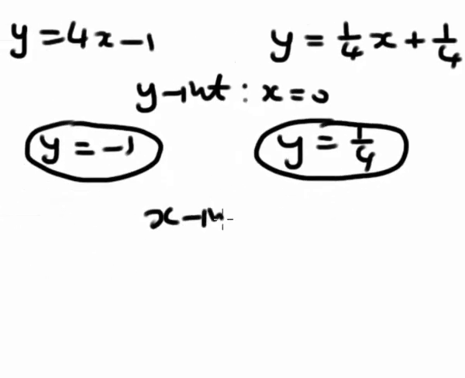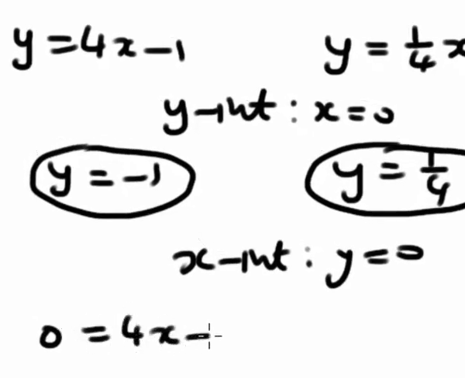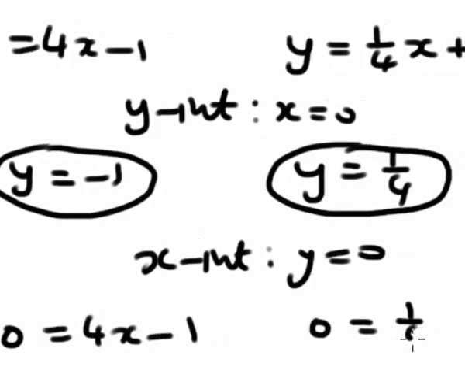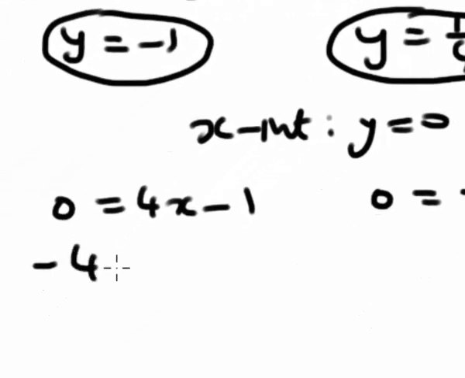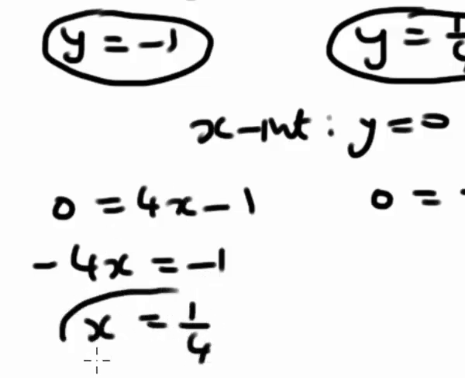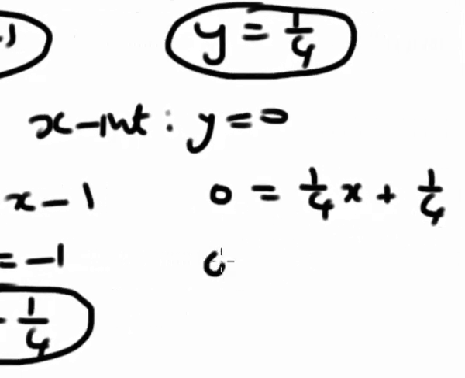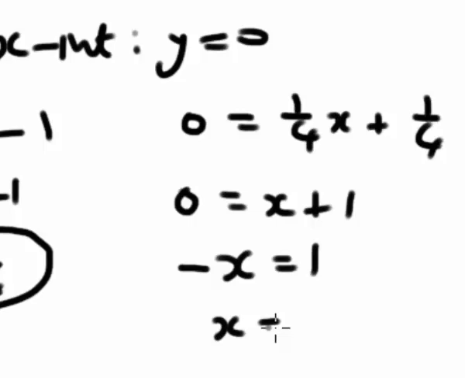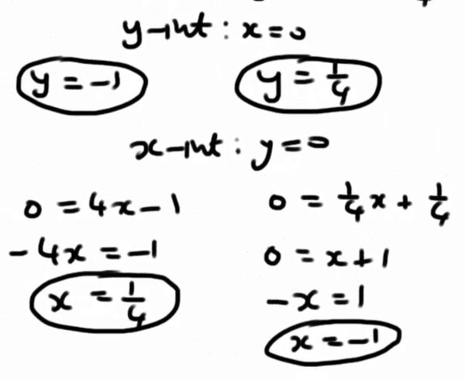What would be the x-intercepts of the graphs? We let y be 0, so 0 = 4x - 1, and 0 = 1/4 x + 1/4. Here we've got -4x = -1, bring it across, x is 1/4. If you divide, there's your x-intercept. Here I'm going to multiply everybody by 4, which will get rid of the fractions. Then you could say -x = 1, x = -1. There we go. So now it's time to draw these graphs.